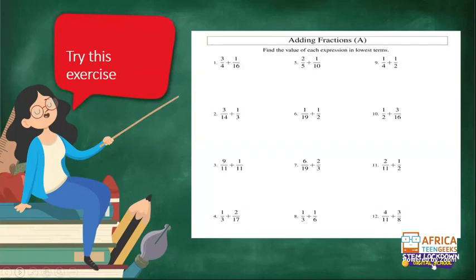Then your answer will be, because you multiply the first fraction, 2 over 5, you will have 4 over 10 plus 1 over 10, which equals 5 over 10. When you simplify it further, you divide 5 by 5, which is 1, and divide 10 by 5, which is 2. So you have 1 over 2. That's number 5.